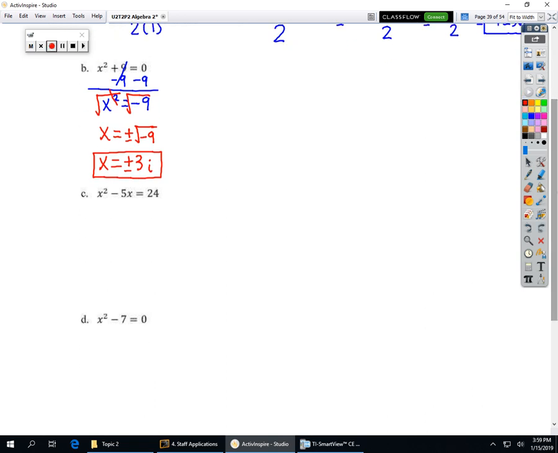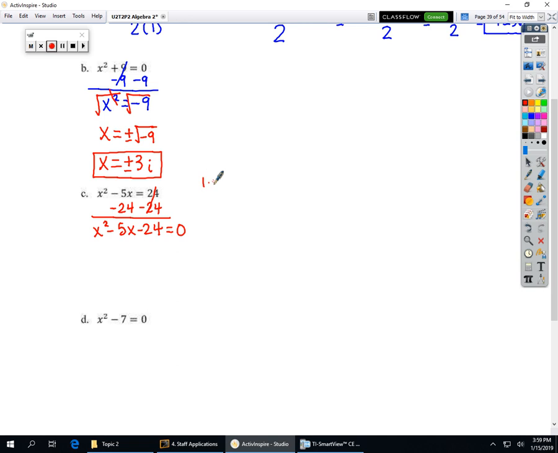Okay, moving on to the next one. I've got three things. I can't use square roots here. Let's subtract this 24, set it equal to 0. So I got x squared minus 5x minus 24 equals 0. Now we want to think, is this factorable? What numbers multiply to 24 but add to 5?